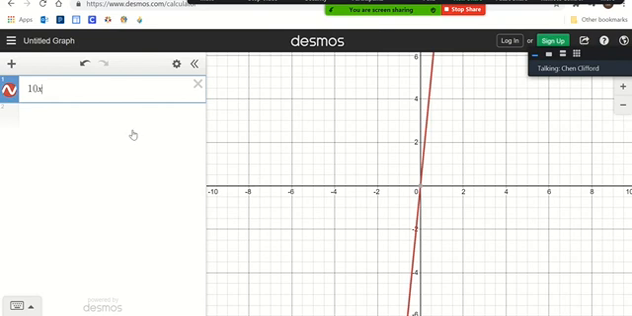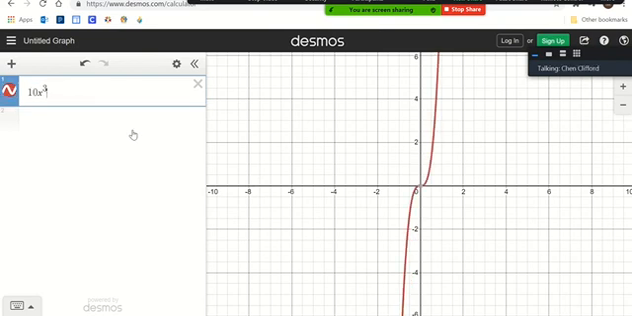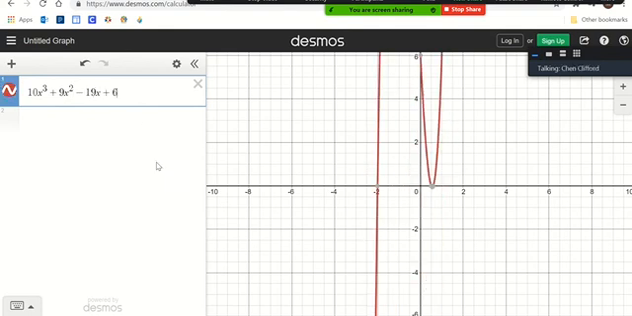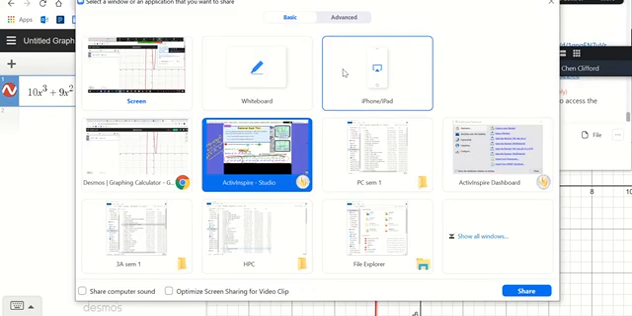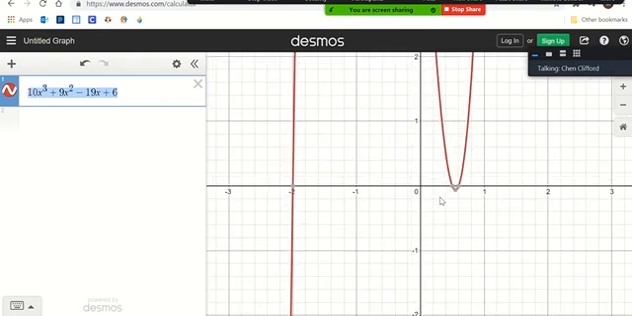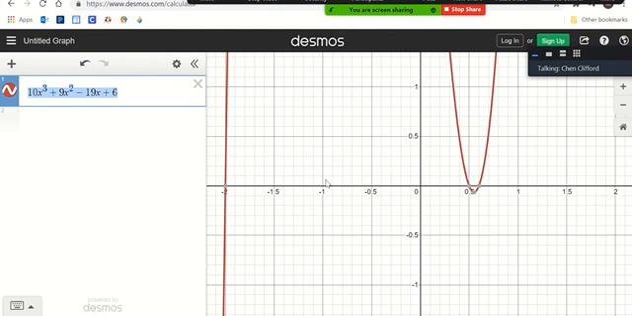10, 9, negative 19, and 6. Thank you, Devin, for telling me that right away. Okay, now I just type this in on Desmos, okay? And if I zoom in, ooh wee, look at this. I get a -2, a 0.5, and a 0.6, okay?